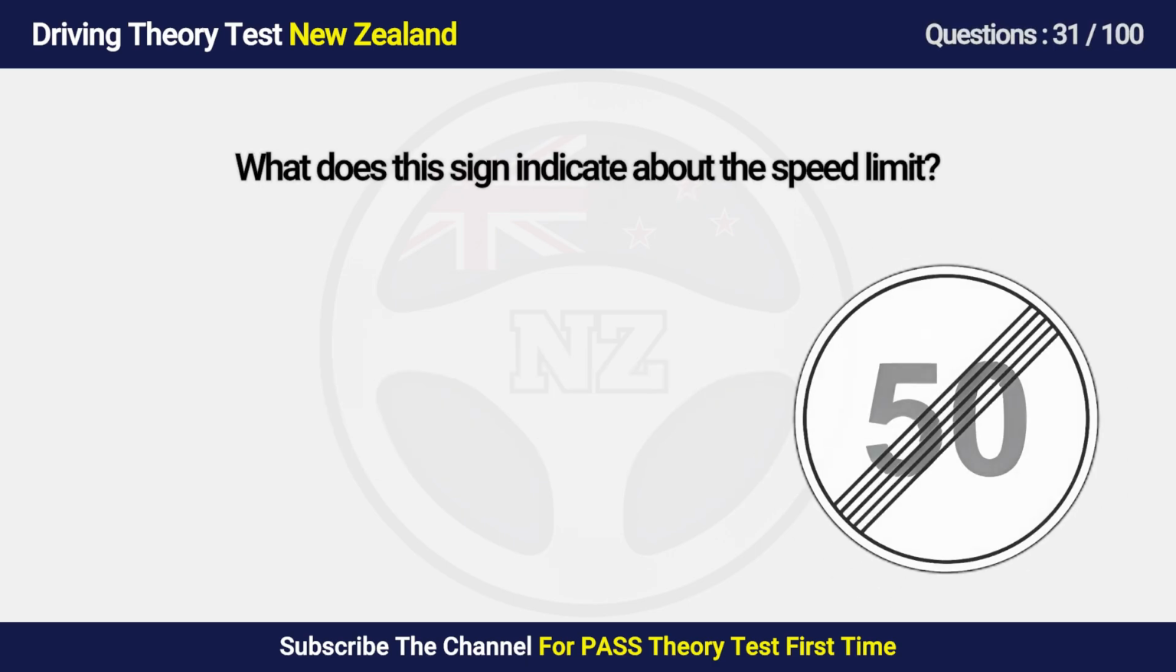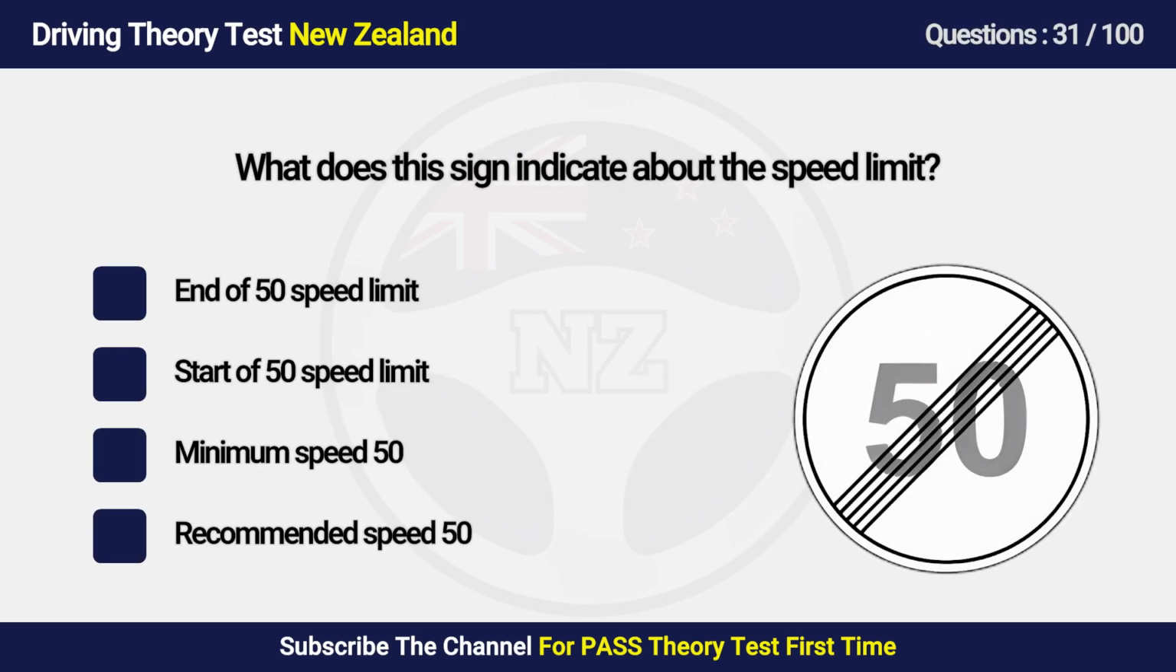Question 31. What does this sign indicate about the speed limit? A. End of 50 speed limit. B. Start of 50 speed limit. C. Minimum speed 50. D. Recommended speed 50.